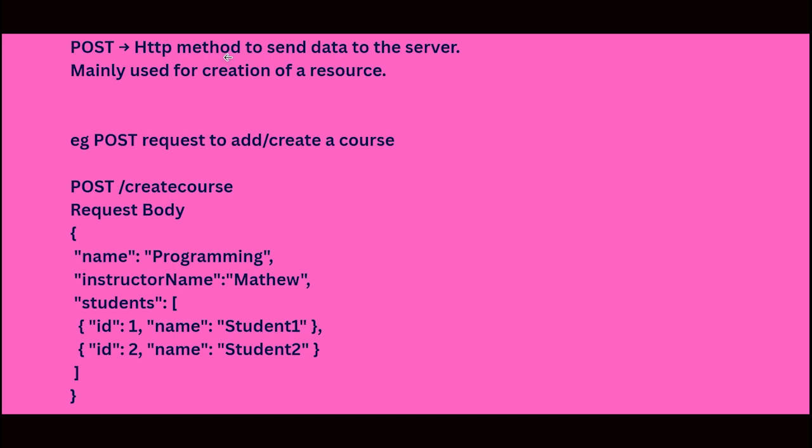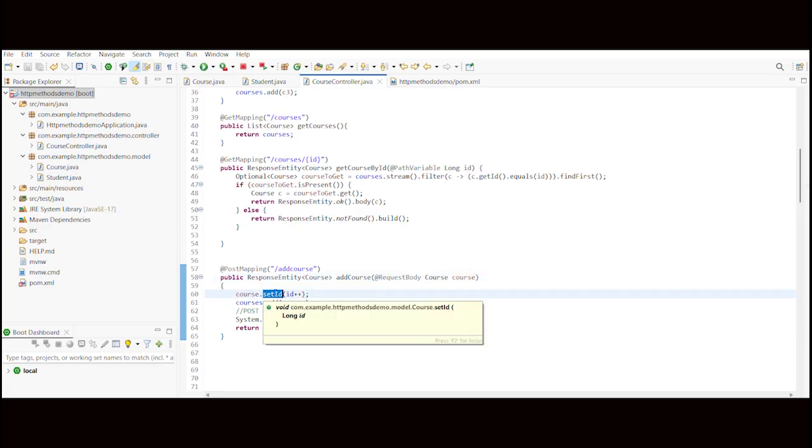POST is an HTTP method which is used for sending data to the server. It is mainly used for creation of a resource. So a POST request is used to add or create a course. In our given example, POST createCourse is going to be sent to create the course. A POST request should be accompanied with the request body, which is basically passing the information of the resource you want to create.